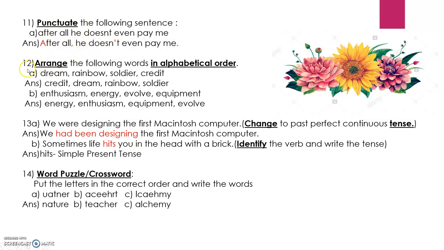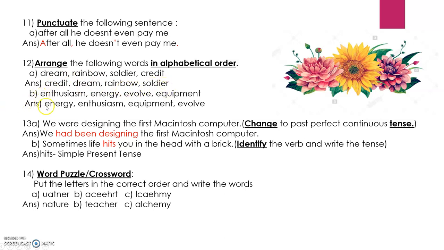Then 12th is arrange the following in alphabetical order. Alphabets to aapko malum hai. Words sab diya hua hai. If all the words are given, you just put in alphabetical order. So easy. So the first word is, come on, which one? Credit. Come on, do it with me. Second, dream. Third is rainbow. And the last is soldier.